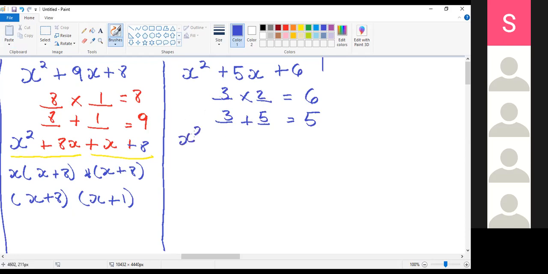x squared plus 3x plus, so I have the wrong thing, but just ignore that. Plus 2x plus 6. Everybody seeing that? Good so far?